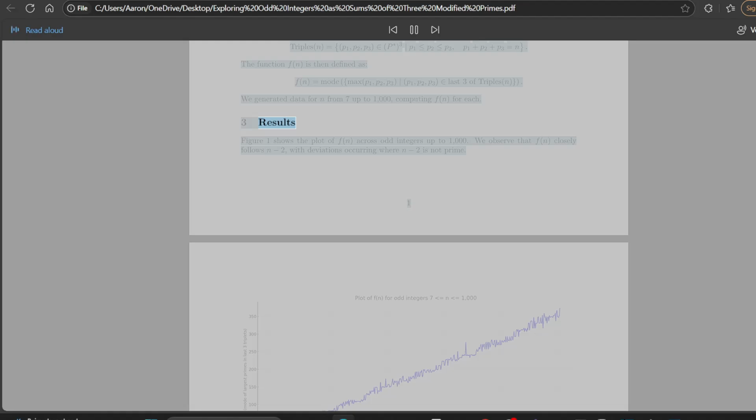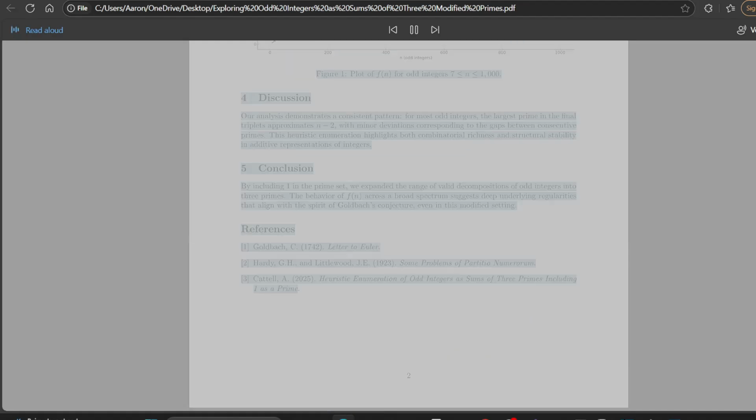Results. Figure 1 shows the plot of f(n) across odd integers up to 1000. We observe that f(n) closely follows n/2, with deviations occurring where n/2 is not prime. Figure 1, plot of f(n) for odd integers 7 ≤ n ≤ 1000.